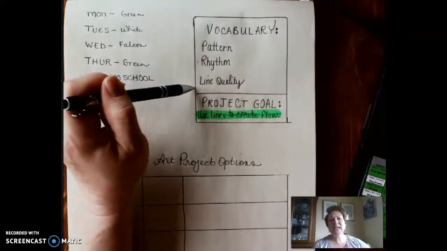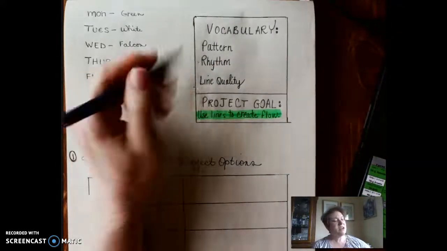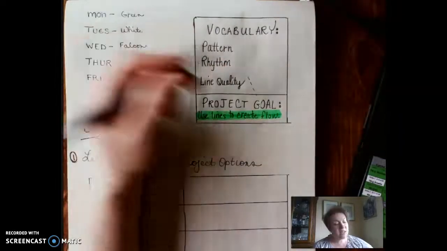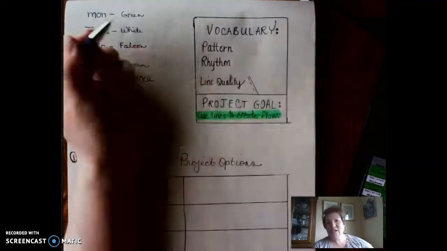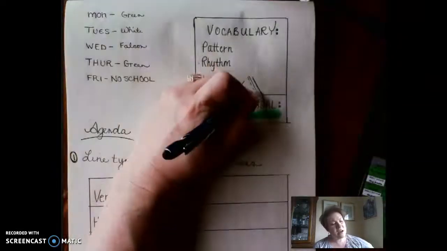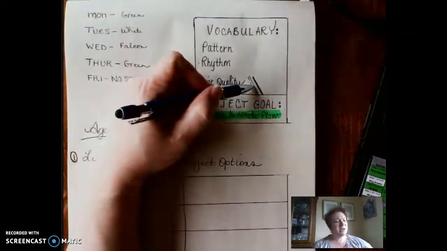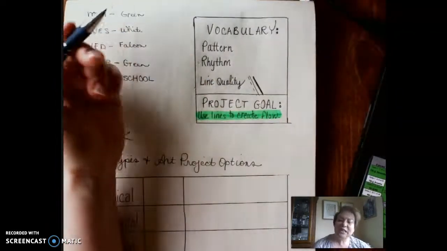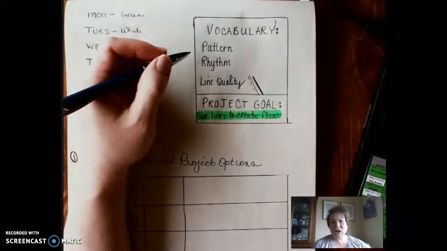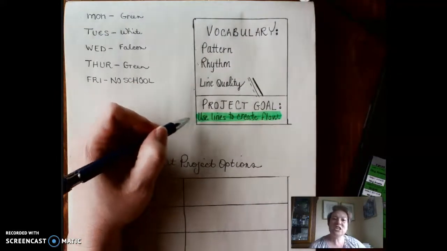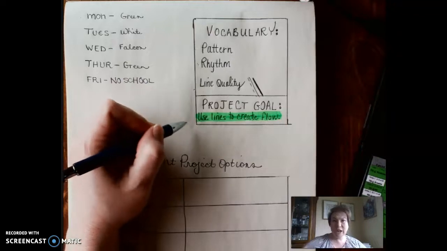We're also going to be looking at line quality, which is the weight of your line, whether it's dashed or thin or thicker, and how that grabs our attention. And you'll be using lines like that in your artwork. Again, the whole goal, no matter what project you choose, is to use lines to create visual flow.